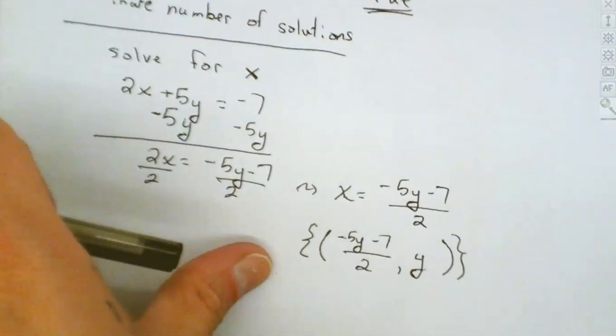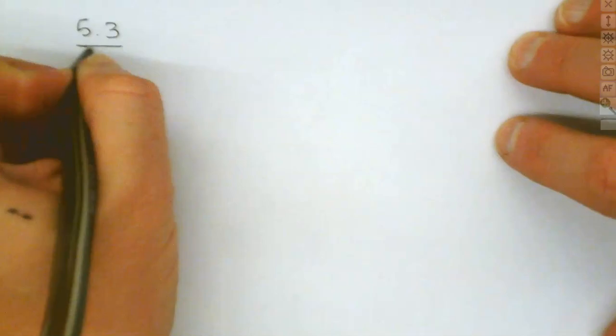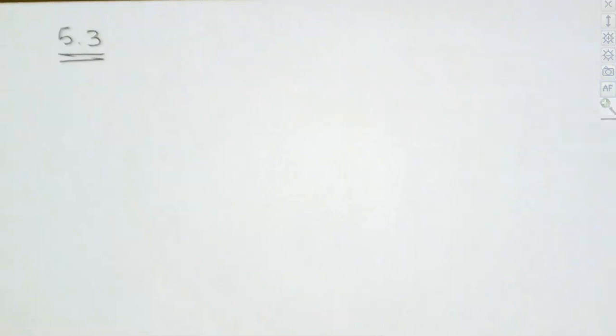Now, let's go ahead then and start 5.3. And so in 5.3, we're going to be looking at determinants. And we're going to be using what's called Cramer's rule. So we're going to be using determinants, and we're going to be solving equations using Cramer's rule. So I'm going to show you Cramer's rule from our textbook, and then we'll talk about determinants and how those work.